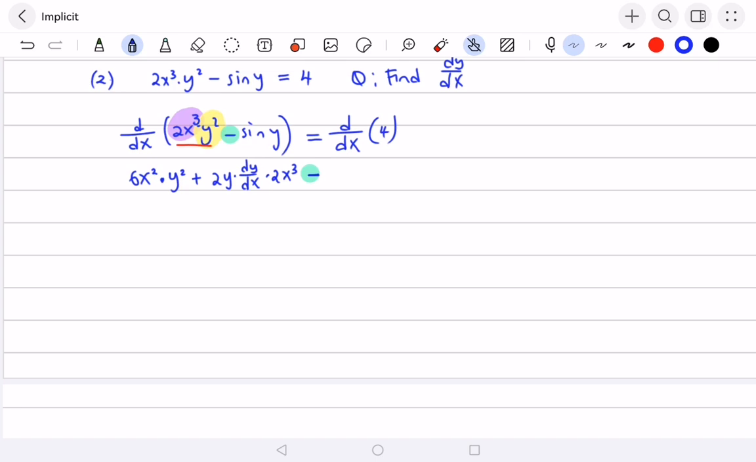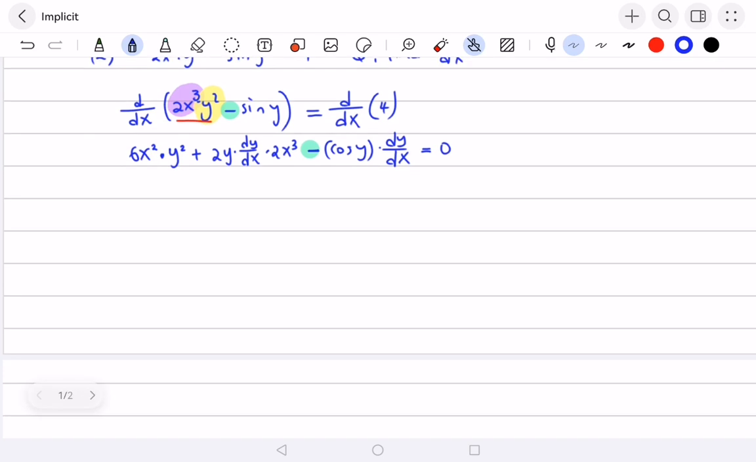Minus sine y. So now we have to differentiate sine y. Differentiating sine y is going to give us cos y multiplied by dy over dx. Every time you differentiate something that has y, you multiply it with dy over dx. This is equals to 0. Differentiating a constant gives us 0.